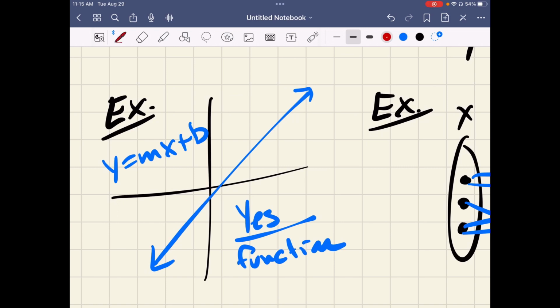I'm going to draw it in red. So for example, if I had a circle right here, right? And then I were to go through and do my vertical line test, we could see that that vertical line touches my graph twice, which would indicate that it is not a function. Okay, so those are the two things you're looking for there.